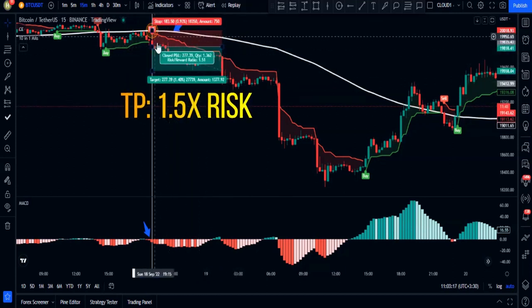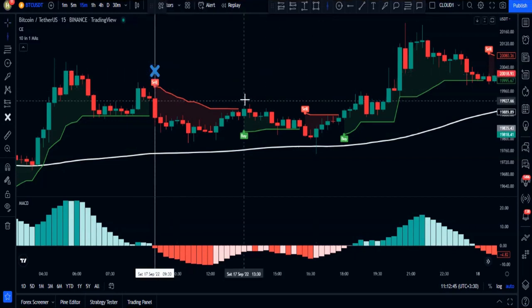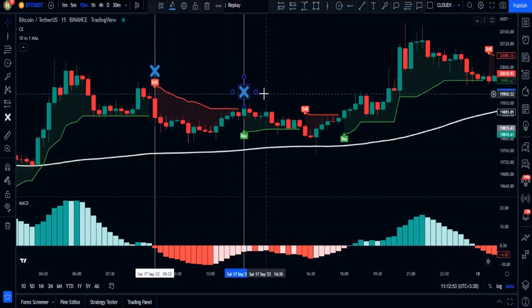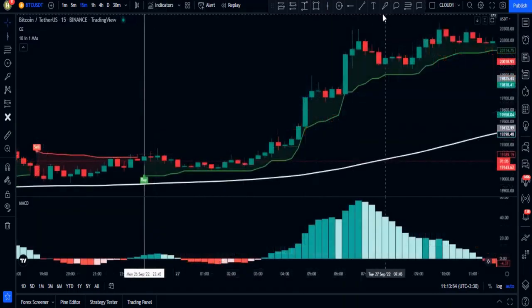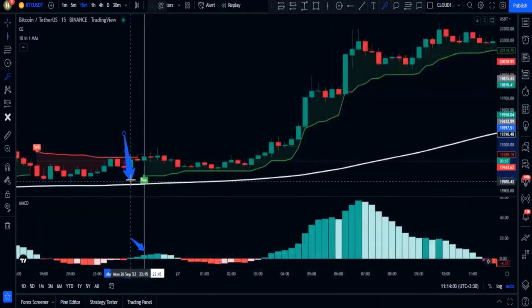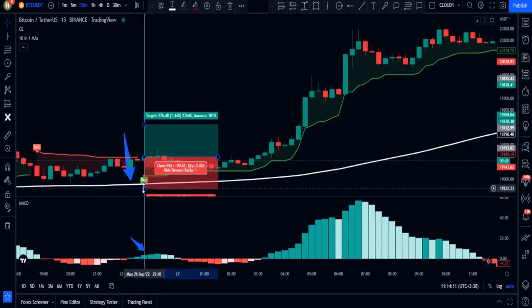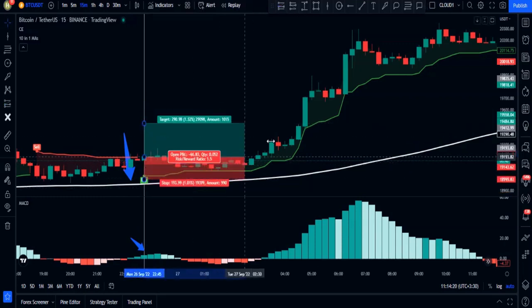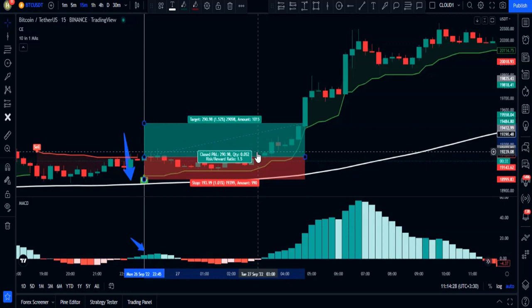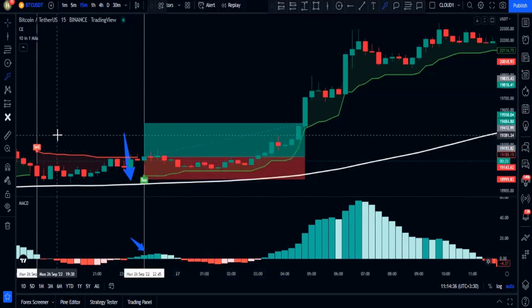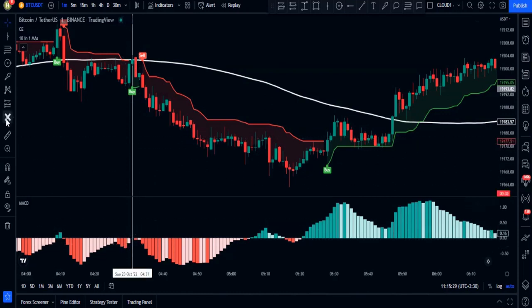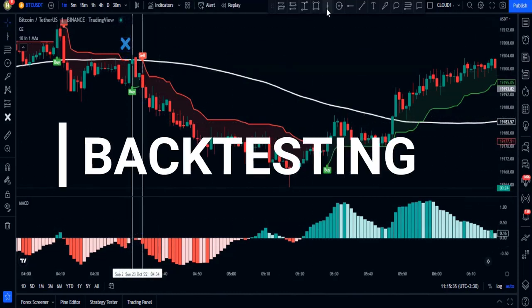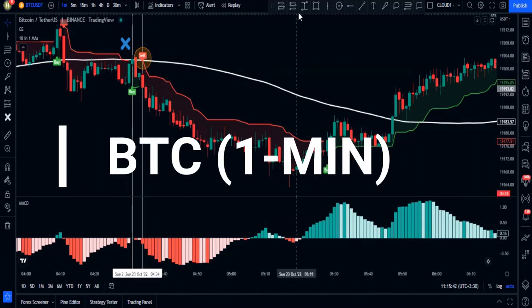Now let's check out this trading example. Alright, now you know all you need to know about this strategy. So let's do the backtesting for 100 trades on Bitcoin 1 minute time frame.